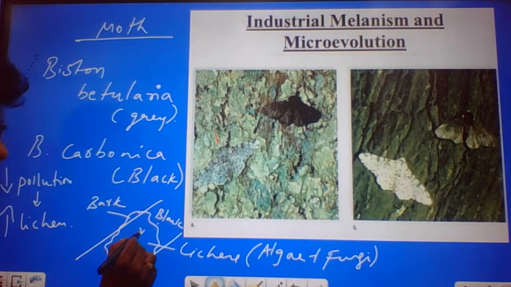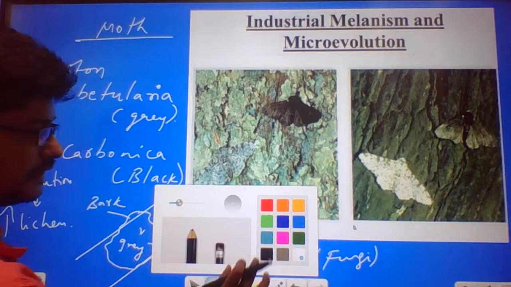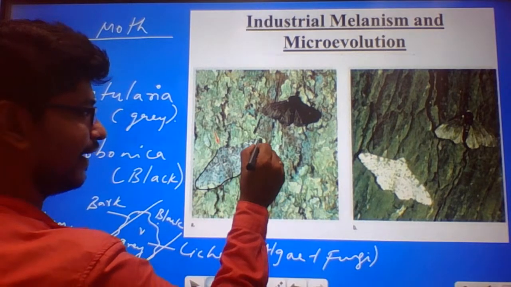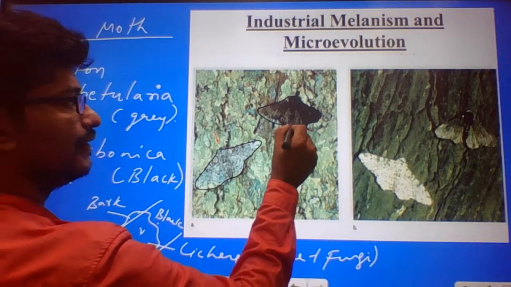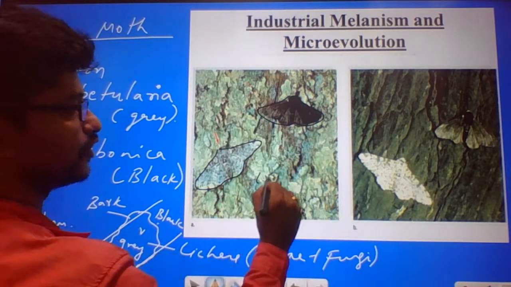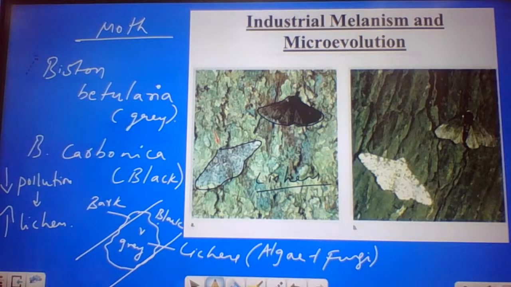On the surface of the lichens, the two types of moths were growing. Here you could see one moth. This is the gray moth, and this one is the black moth we are talking about. And all these areas are lichens. The bark of the tree is completely covered by the lichens.